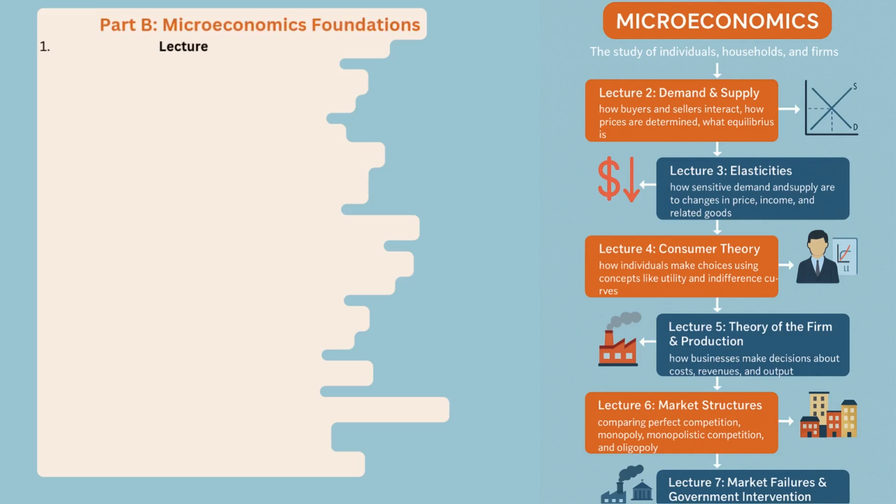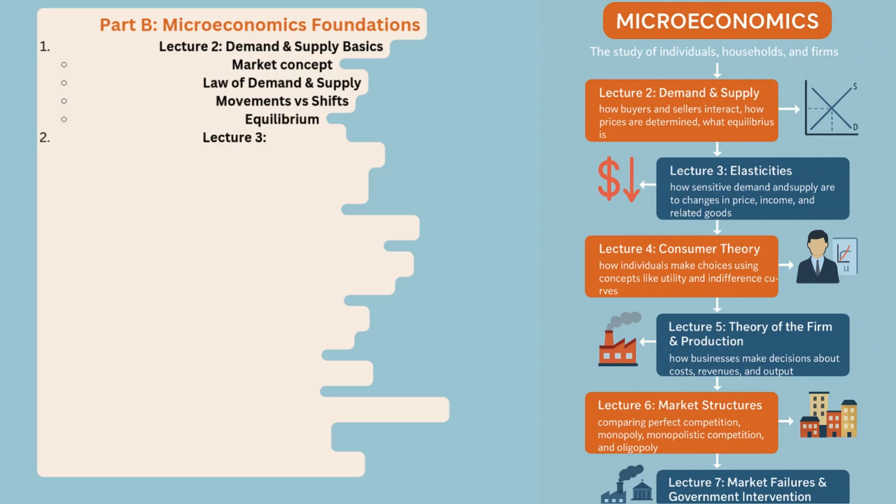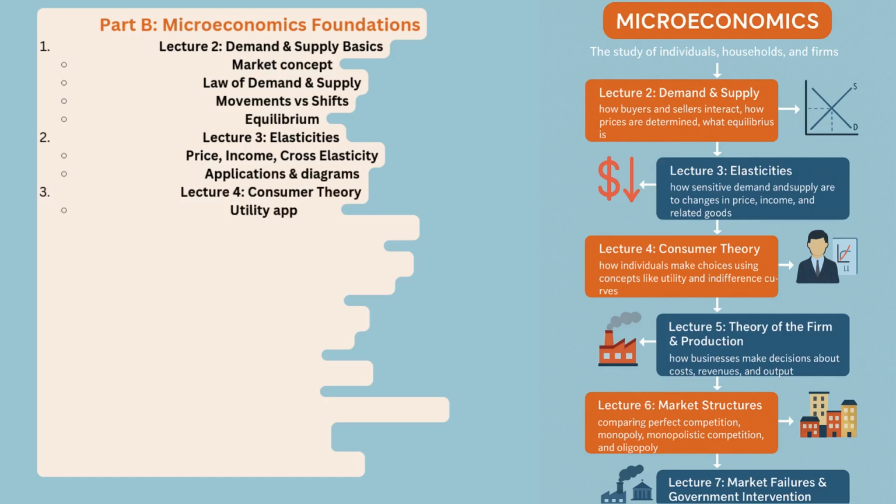Now we enter microeconomics, which is a study of individuals, households and firms. So this section is divided into several key lectures. The lecture 2 is demand and supply basics. So how buyers and sellers interact, how prices are determined, what equilibrium is. Then in lecture 3, elasticities, how sensitive demand and supply are to change in price, income and related goods.